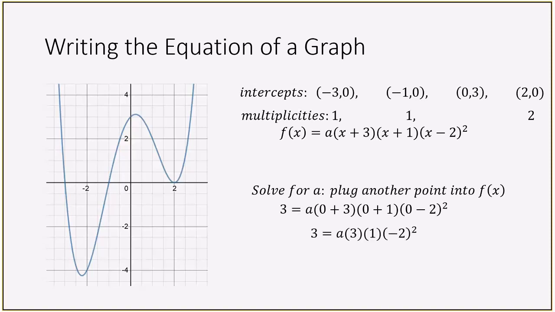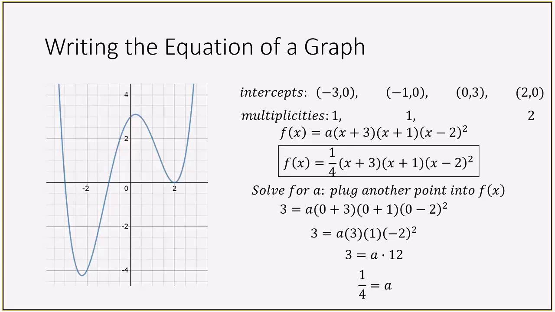If I go through simplifying, 0 plus 3 is 3, 0 plus 1 is 1, 0 minus 2 is negative 2, and I'm going to square my last term. So then 3 times 1 times 4 gets me 12. So 3 equals a times 12. Divide both sides by 12, and I get a is equal to 1/4. And then I tie everything together with a nice bow on top and write my final function. If we look back to the middle of the slide, I'm just replacing that a with 1/4, and I'm good to go.